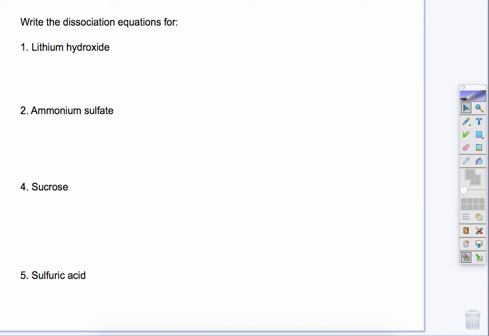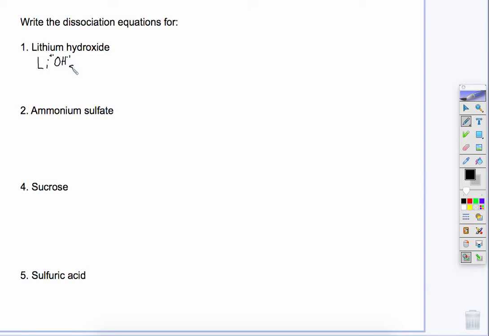Okay, this video is about how to write dissociation equations. The first thing you want to do is write the formula, or look up the formula if you don't know it. So here we go. Lithium hydroxide is Li, and it's +1. If you remember, hydroxide is OH, and it's -1, so the formula is just LiOH.